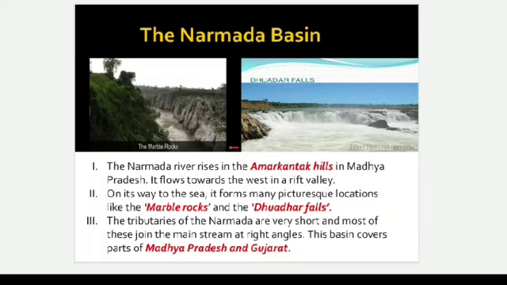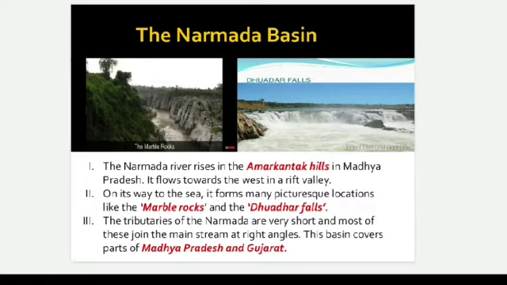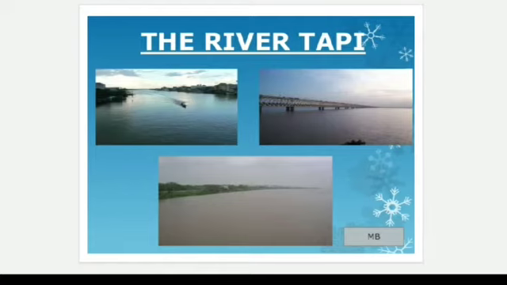The tributaries of the Narmada are very short, and most of these join the main stream forming right angles. Means they develop which type of pattern? Trellis drainage pattern. This basin covers parts of Madhya Pradesh and Gujarat.